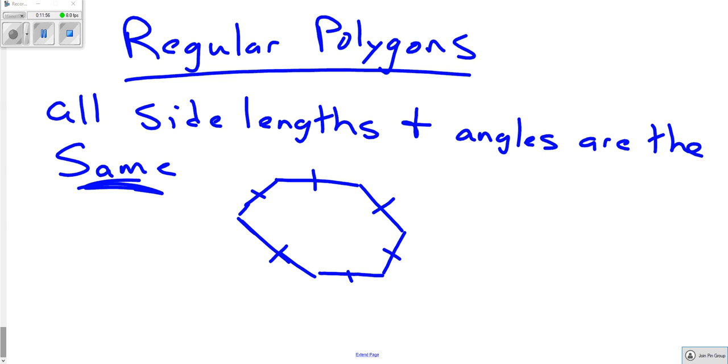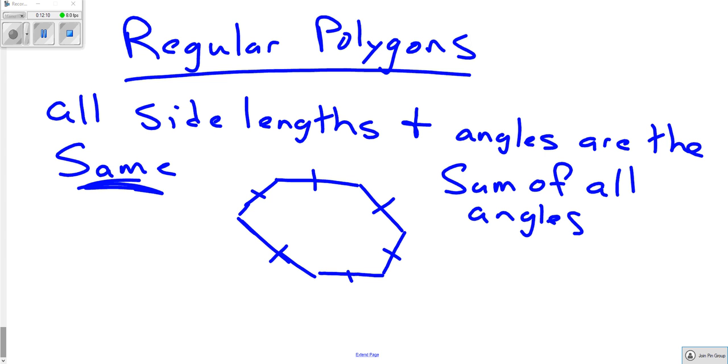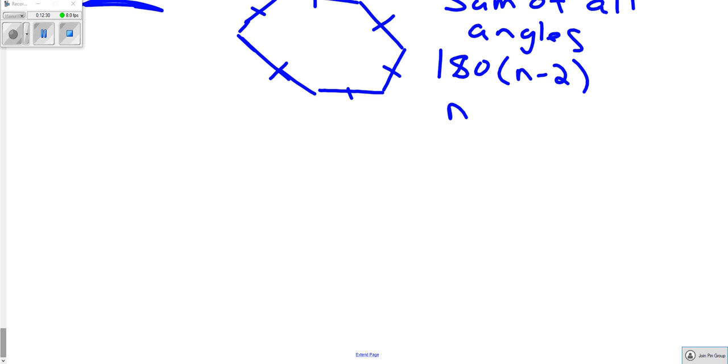All right. So with this, you can find the sum of all the angles with this handy formula that I will give you on the test. It is 180 times n minus 2, where n is the number of sides.